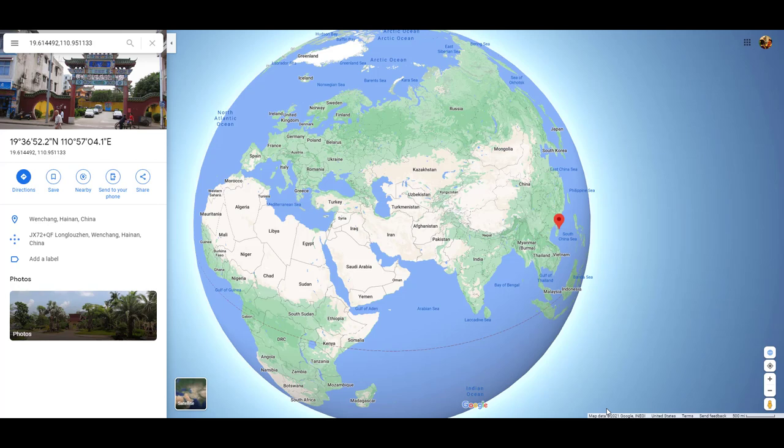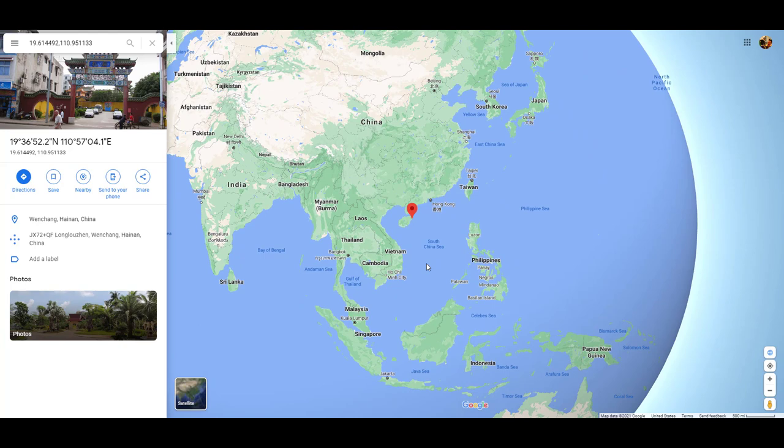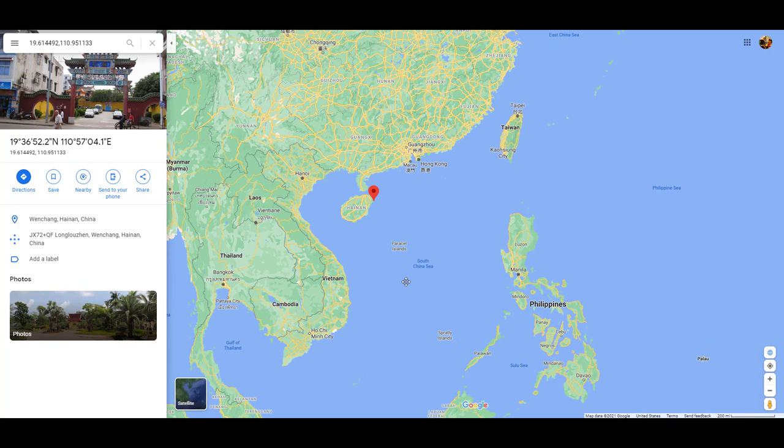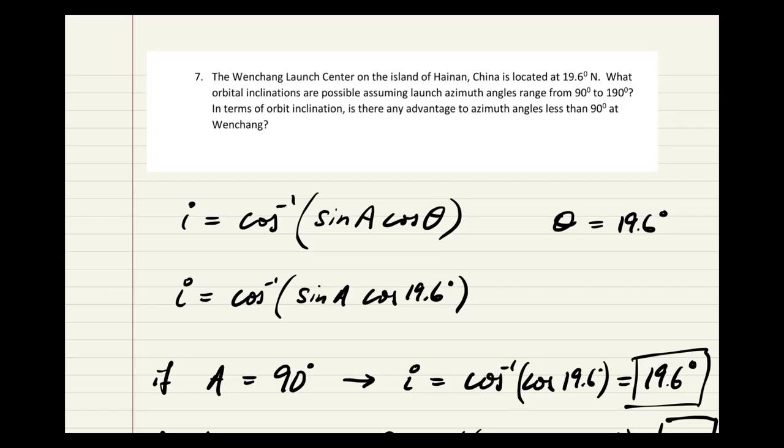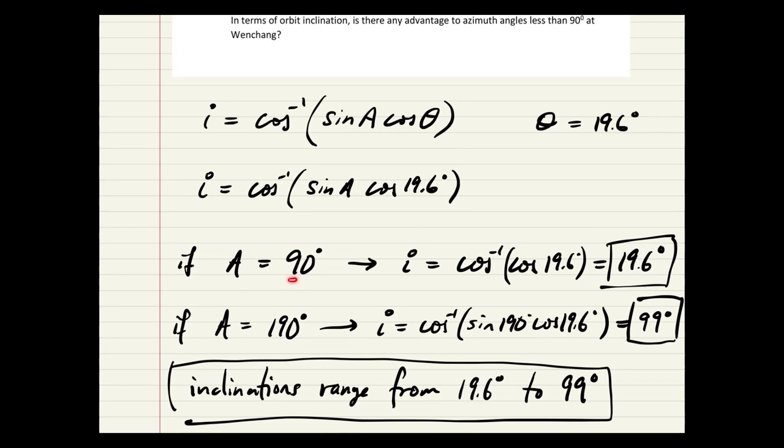Now let's take a look at the Wenchang Launch Center on the island of Hainan, China, located at 19.6 degrees north latitude. What orbital inclinations are possible, assuming launch azimuth angles range from, let's say, 90 degrees directly east to maybe 190 degrees, which is just a little west of directly south? So again, here is my formula for determining orbit inclinations. And in this case, Hainan at 19.6 degrees north, that's our latitude. And so we could take some different launch azimuth angles and compute the resulting orbit inclination. For example, of course, if you launch directly east at 90 degrees, you're taking the cosine inverse of the cosine of 19.6 degrees, and so your orbit inclination exactly matches the latitude. 19.6 degrees inclination would be the result.